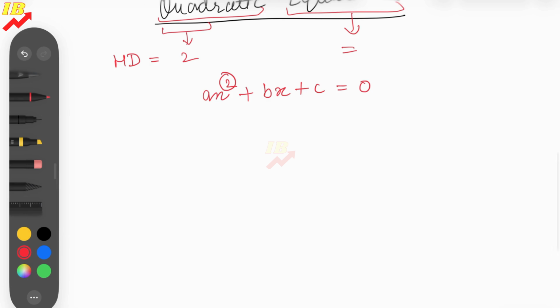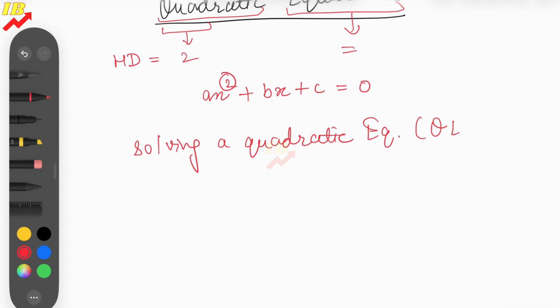Now let's understand how we factorize it, or how we split it, or how we use the completing square method, right? So, solving a quadratic equation. See, every time I'm not going to write the whole term, quadratic equation. Instead of that, I am writing QE. That stands for quadratic equation here.